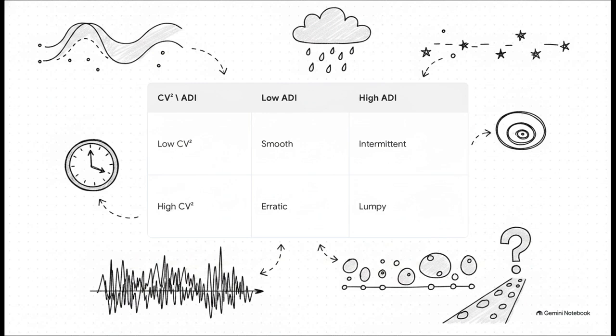Then we have CV², the coefficient of variation squared. This is just a mathematical way of measuring the volatility. How wild are the spikes in volume when a demand actually happens? By mapping the time between demands against the wildness of the volume, we cleanly divide our series into 4 distinct profiles: smooth, erratic, lumpy, and intermittent. This framework completely stops us from treating a lumpy, highly unpredictable series with the same assumptions we'd use for a smooth, highly seasonal one.